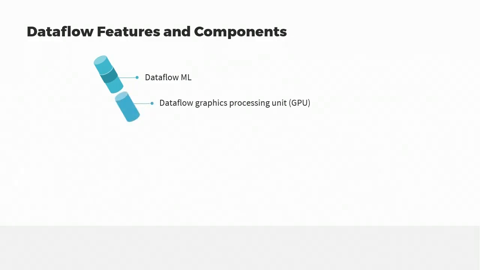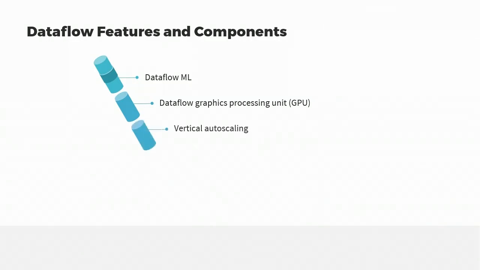Now, Dataflow features and components include things like Dataflow ML, or Dataflow machine learning. This allows us to deploy and manage machine learning pipelines with ease. We can even use these machine learning models to do local and remote inference with batch and streaming pipelines if we choose to. We'll have Dataflow graphics processing units, or GPUs. This allows us to use optimized hardware for performance and cost of our GPU usage. And so there's support for a wide range of NVIDIA GPUs within Google.